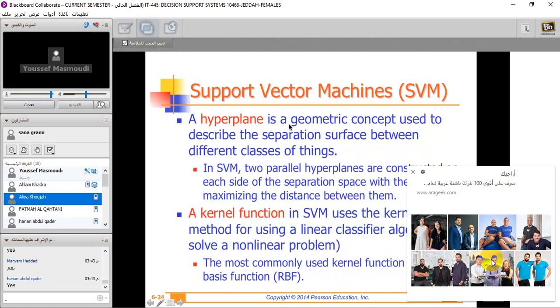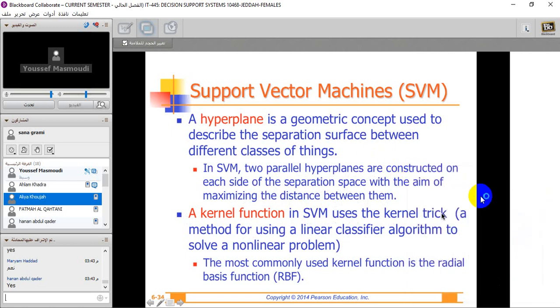A hyperplane is a geometric concept used to describe the separation surface between different classes of things. In support vector machine, two parallel hyperplanes are constructed on each side of the separation space with the aim of maximizing the distance between them. A kernel function in support vector machine uses the kernel trick, which is the method for using a linear classifier algorithm to solve a nonlinear problem. The most commonly used kernel function is the radial basis function, RBF.